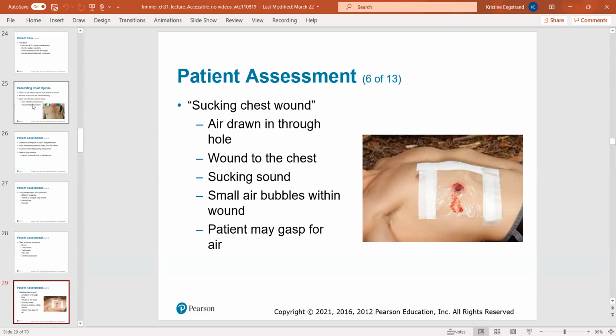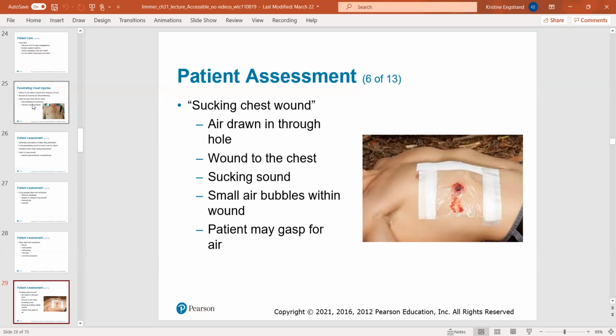So if we take that knife, and that knife was out in the last picture, we've got what's called a sucking chest wound. What I was describing: air is drawn in through that hole in the chest. It makes kind of a sucking sound. If it's not in this PowerPoint, I do have videos we'll watch of what sucking chest wounds look like. It actually makes a sucking sound. You may see some air bubbles within the wound, and the patient is gasping for air.